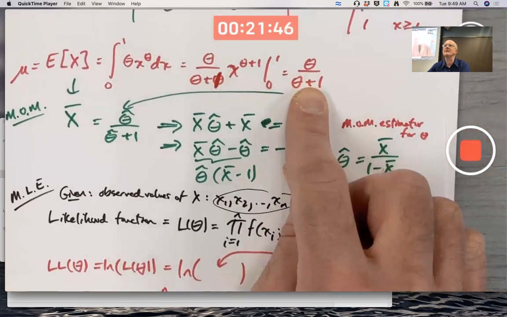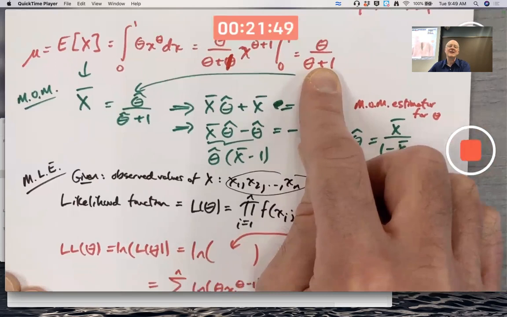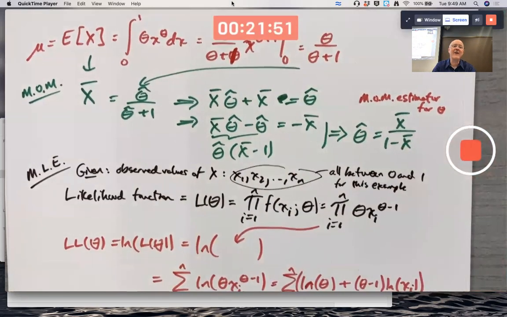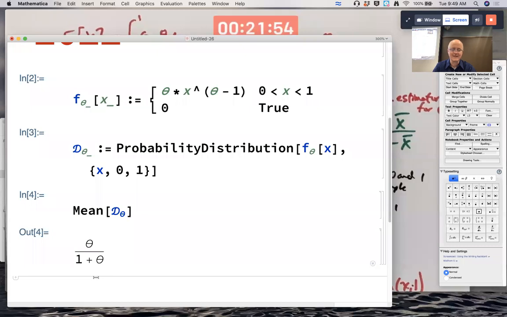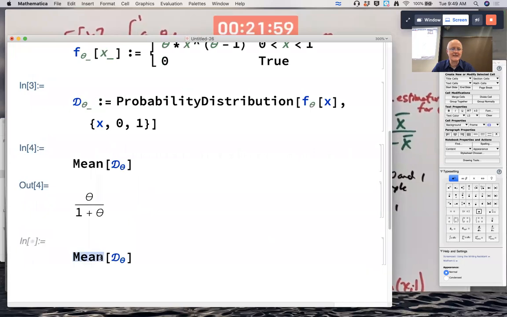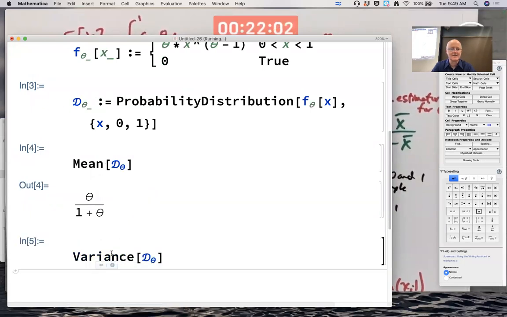Theta over theta plus 1. Actually, I was doing the variance with integrals. The variance is not very simple. The variance is kind of complicated looking. In fact, it looks like it's taking a while to compute it. I did it with an integral. Okay. It could be that it's just making it too hard on itself because Mathematica often defaults to assuming numbers are complex numbers.